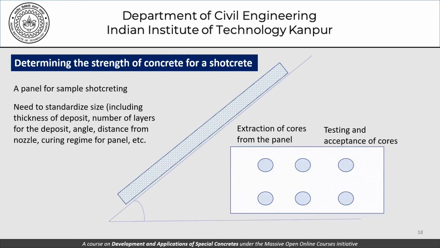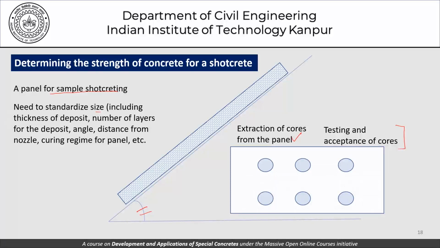This slide is something which we have seen before. As far as determination of the strength of concrete under the shotcrete operation is concerned, there could be a mechanism by which we have a panel which is used to create the sample, which can then be used to extract cores, and we have testing and acceptance standards which are laid out for accepting the shotcrete on the basis of strength. Of course, we need to standardize things like the size of the panel, including the thickness of the deposit, number of layers of the deposit, this angle that we are talking about here, the distance from the nozzle, curing regime for the panel, and so on.